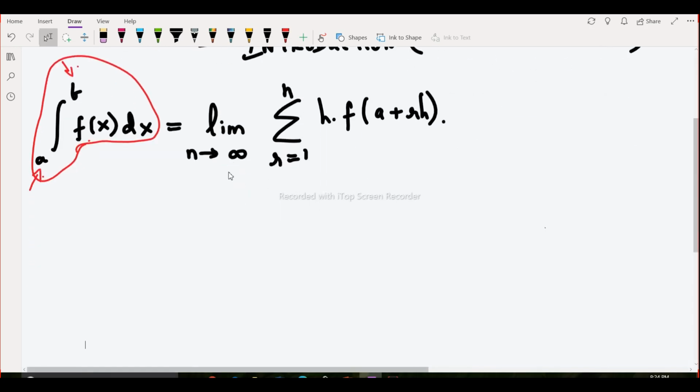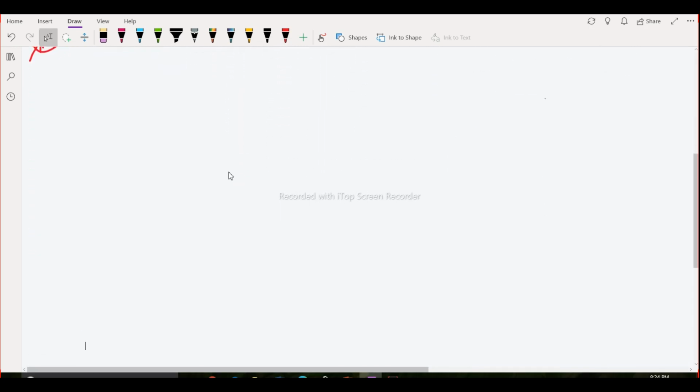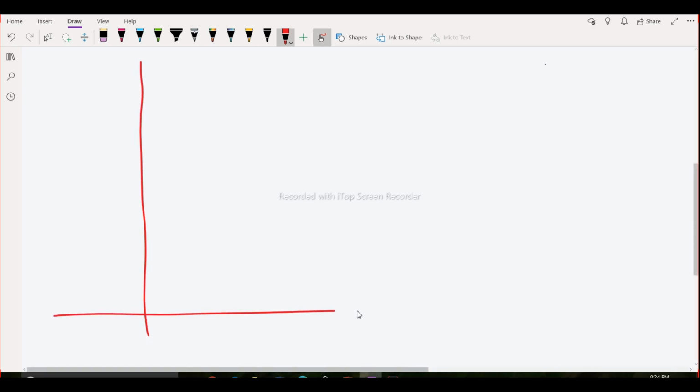So let's start off with this. First, let's start off with the basic introduction of how definite integration is used and what the concept behind it is. So let's just make x and y axis. Let's draw this. Let's say this is your y axis, the x axis. Okay, let's make a curve like this.